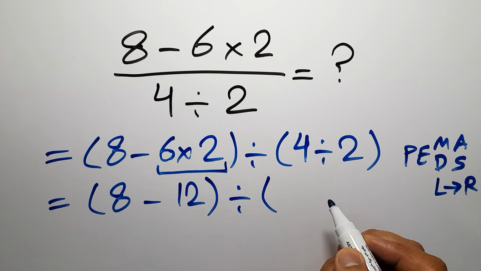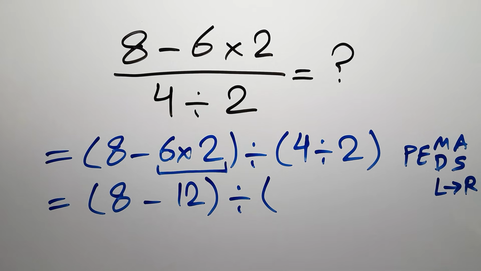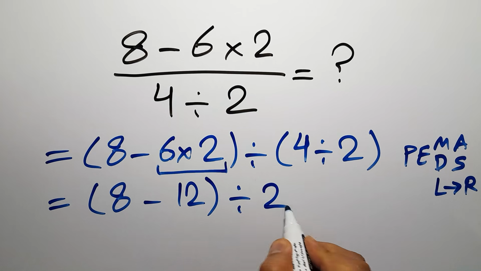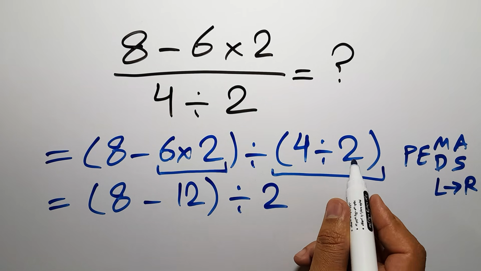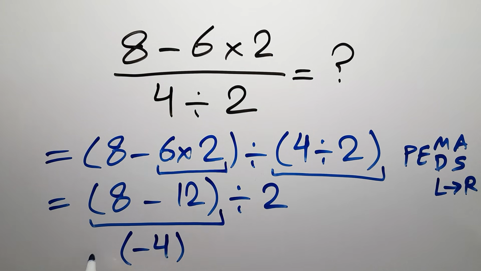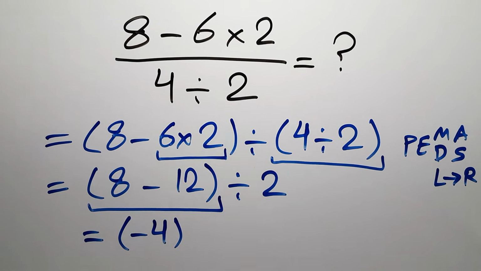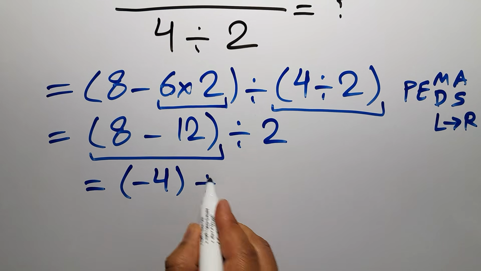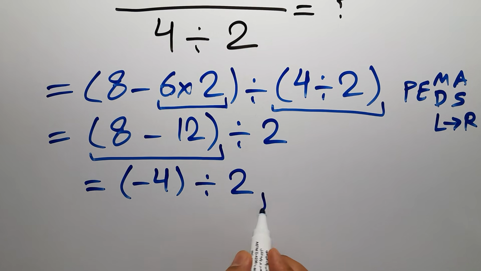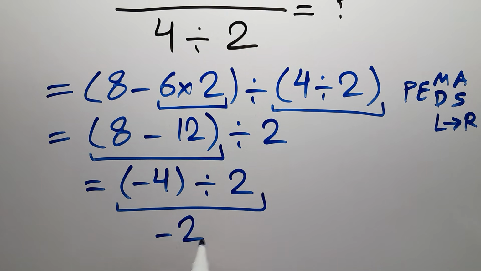4 divided by 2 gives us just 2. So we can write divided by just 2. This parentheses equals 2. So 8 minus 12, which equals negative 4. So negative 4 divided by 2. Negative 4 divided by 2 is just negative 2. And this is our final answer to this problem.